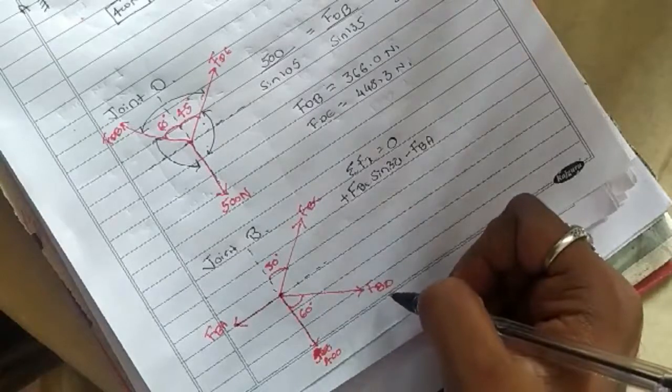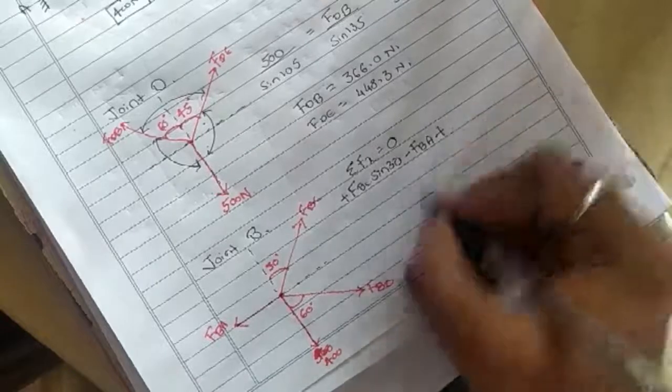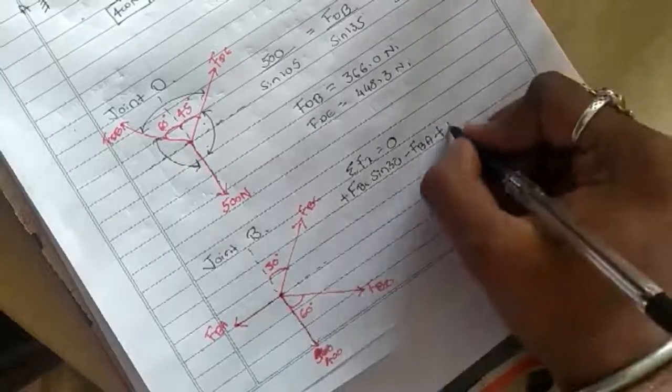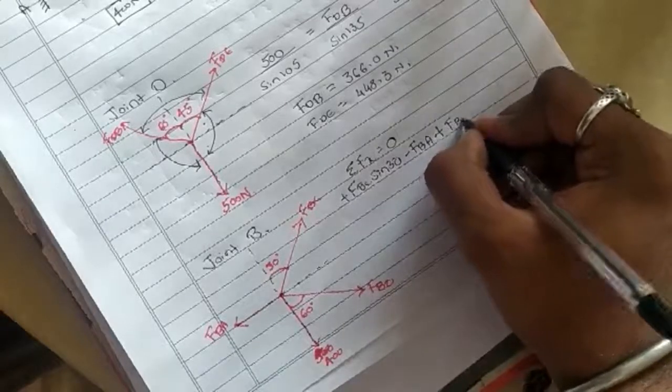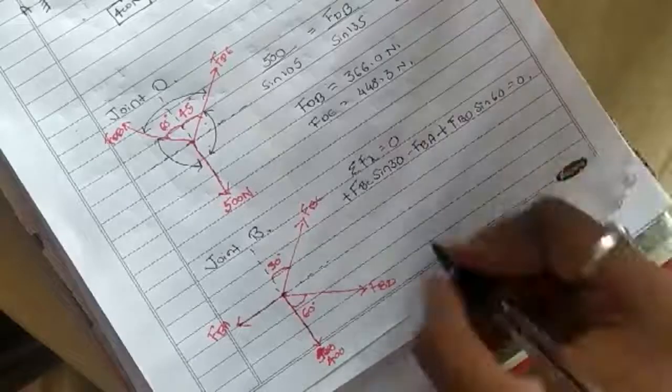So we'll consider FBD acting in the fourth quadrant. In fourth quadrant, x component is positive. So first we'll write positive sign here. Theta with respect to y-axis means y component is cos, x component is sine. So it is FBD or FDB, you can call it as both. Sine 60 is equal to 0. This is your first condition.